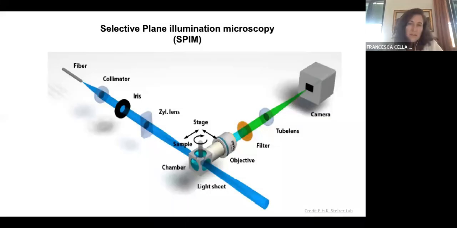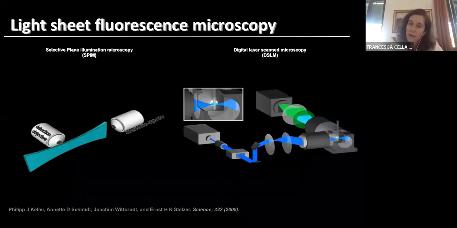So basically, this is a system. Here you can see an optical scheme taken from the literature from the Stelzer lab, for example. Here you can see one of the simplest implementations, where we have the illumination side and the detection side in a selective plane illumination microscopy scheme. But there are different implementations. For example, there is also the digital laser scan microscopy. These are all examples taken from the literature.